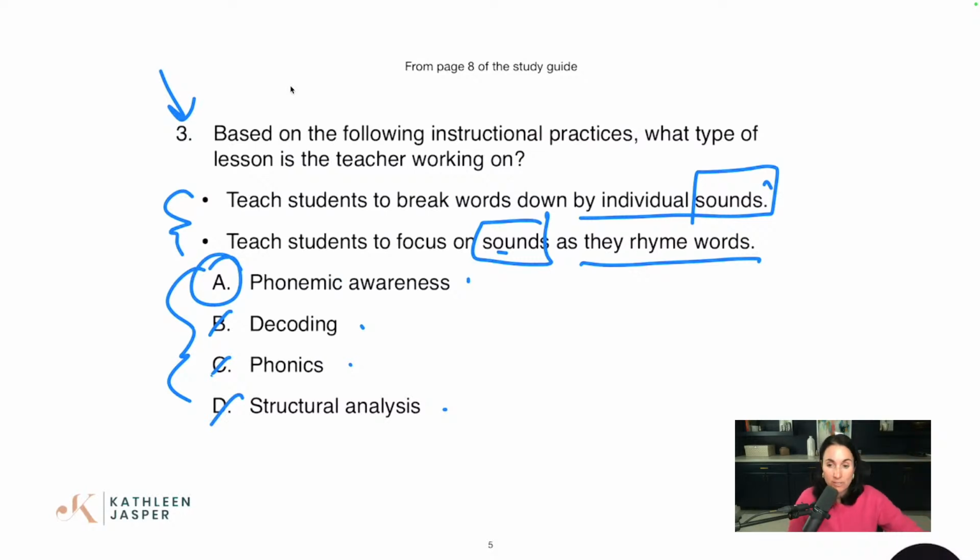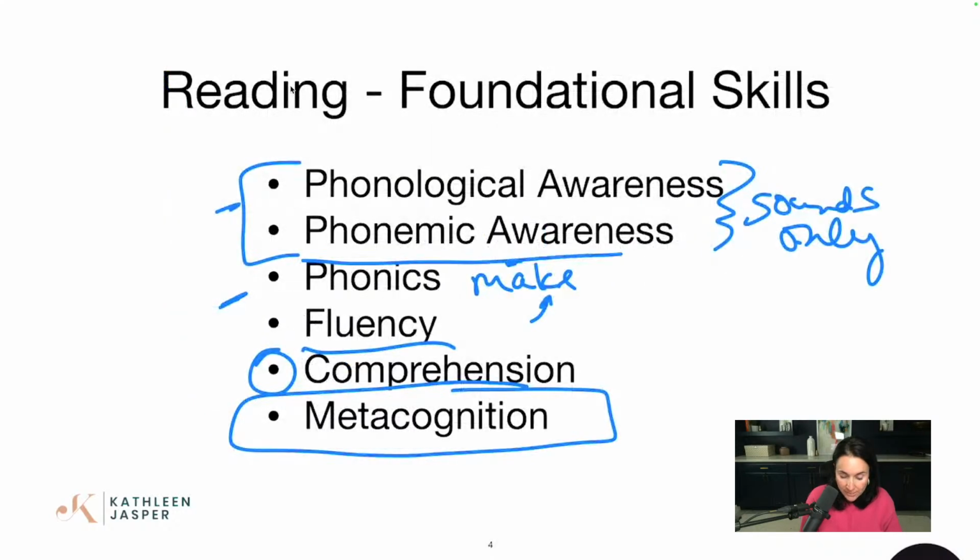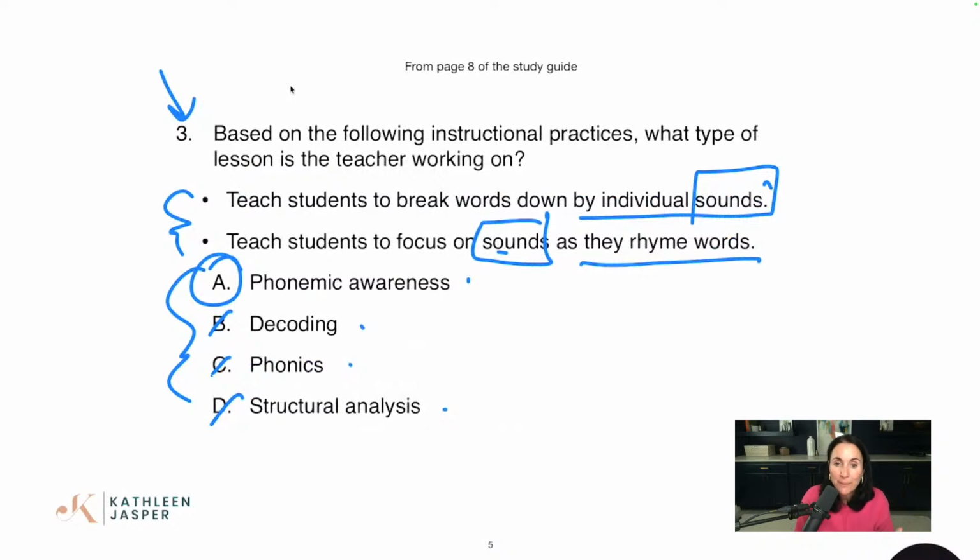And I hammer this in my videos, the free videos, the paid videos, the study guides, everything. Sounds only, phonemic awareness and phonological awareness. Now, phonemic awareness is individual sounds. Phonological awareness are bigger chunks of sounds in the words, but they both have to do with sounds only. Notice that when I work backwards, I'm better positioned to identify that correct answer.